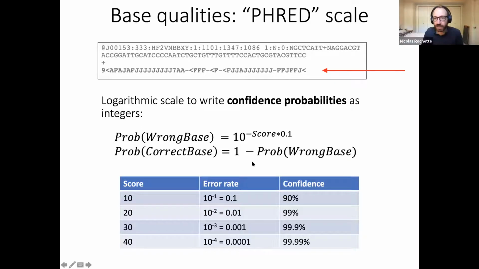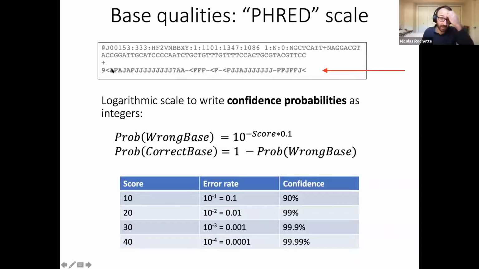And so these are the formulas that we can use to go from the Phred score to the error rates or to the confidence. For instance, a Phred score of 10 is going to be an error rate of 10 to the minus 1, so 0.1, and that's a confidence of 1 minus this, so a confidence of 90%. Then a Phred score of 20 is going to be 10 to the minus 2, a confidence of 99%, and so on. A Phred score of 40 is 10 to the minus 4. This is really just like, the higher the Phred score, the higher the confidence, and it's logarithmic.